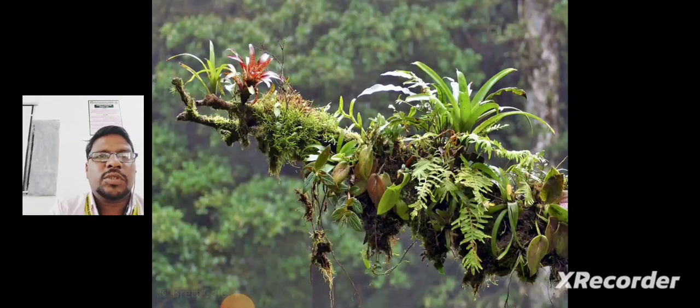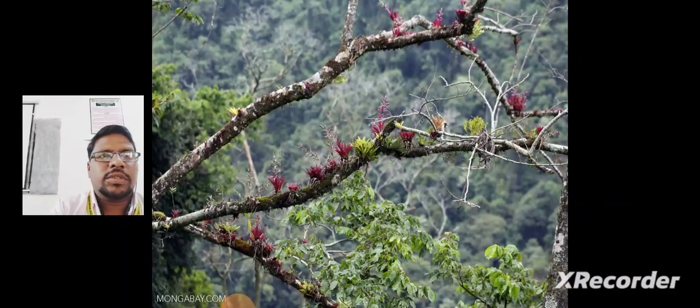So this other picture shows epiphytic plants, mosses, and some of the orchids growing. Epiphytic plants, mosses, and ferns are also growing on the tree trunk. So these are the pictures.